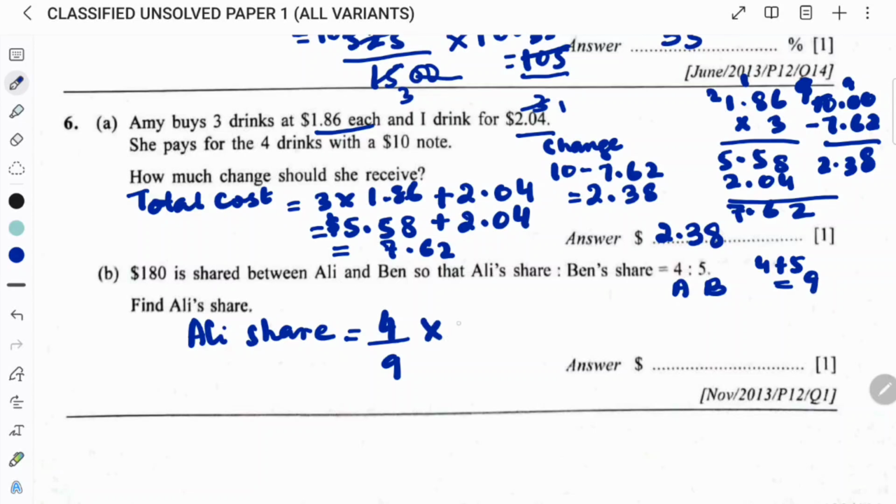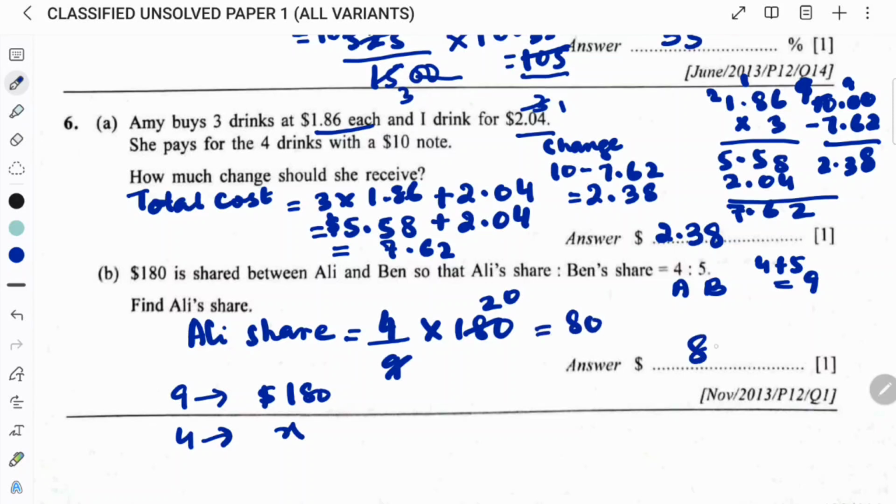And from how much? 180. Or you can do it by ratio also: the total amount is 180 for ratio 9, and we have to find out for 4. Cross multiply, you will get 4 times 180 divided by 9. That's the same thing. Now cancel it: 9 times 2 is 18, 4 times 20 is 80. So $80 is the share for Ali in this question.